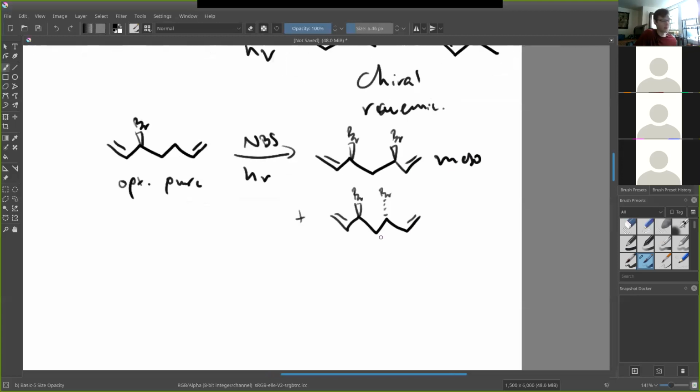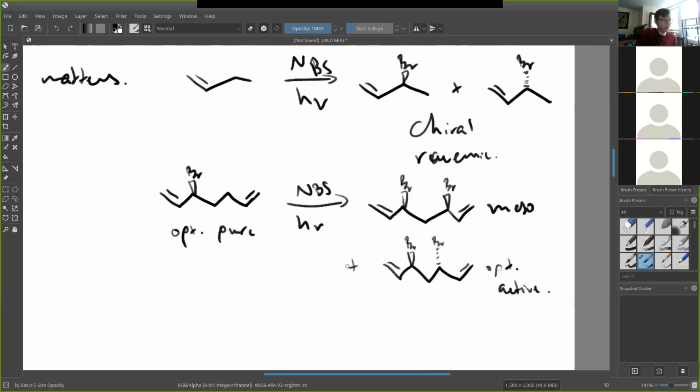And over here we get a compound that is not meso. There's no way that we could draw this one so that we have a mirror plane. So this is just optically active. So this reaction is kind of messy because we get something that's meso, not optically active, and we get something that is. And that's a little bit ugly.